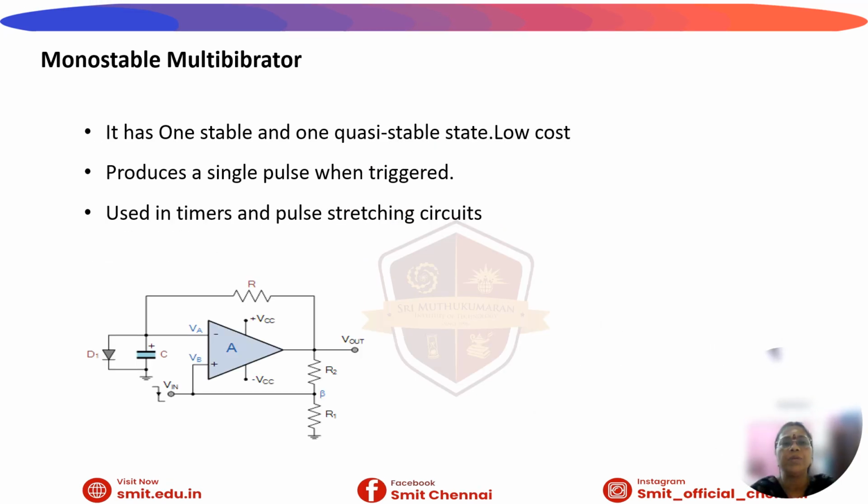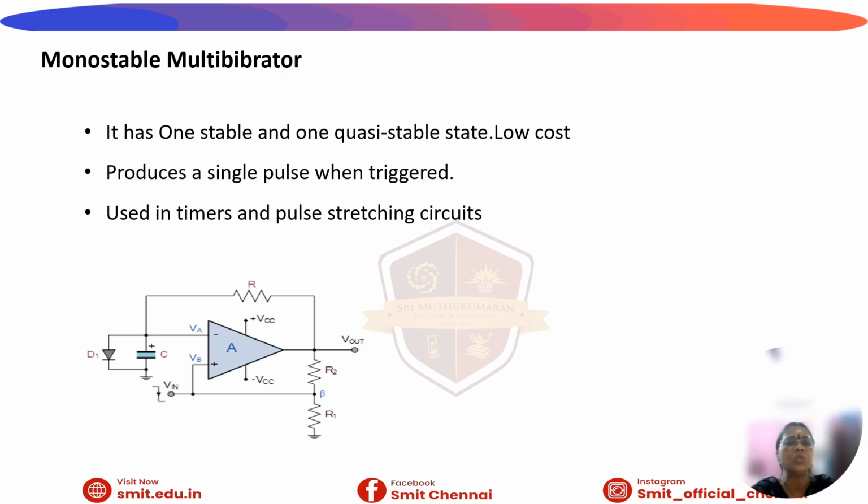We will discuss the principle of operation of the next multivibrator, monostable multivibrator. It has one stable state and one quasi-stable state. It is low cost. It produces a single pulse when a trigger pulse is given. It has one stable state. When an external trigger pulse is applied, the output flips to an unstable state for a predetermined time period before automatically reverting back to its stable state, thus producing one pulse. It is used in design of timers and pulse stretching circuits.